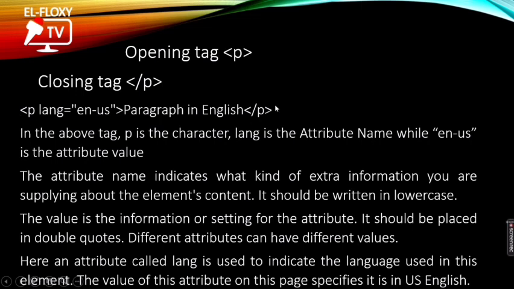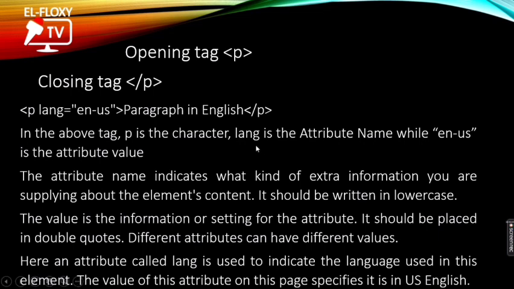Now, this code simply means that every paragraph you put in this code here should be in what? US English. That's the meaning. So in the above tag, P is the element, Lang is the attribute name, and en-US is the attribute value. The attribute name indicates what kind of extra information you are supplying about the element's content.